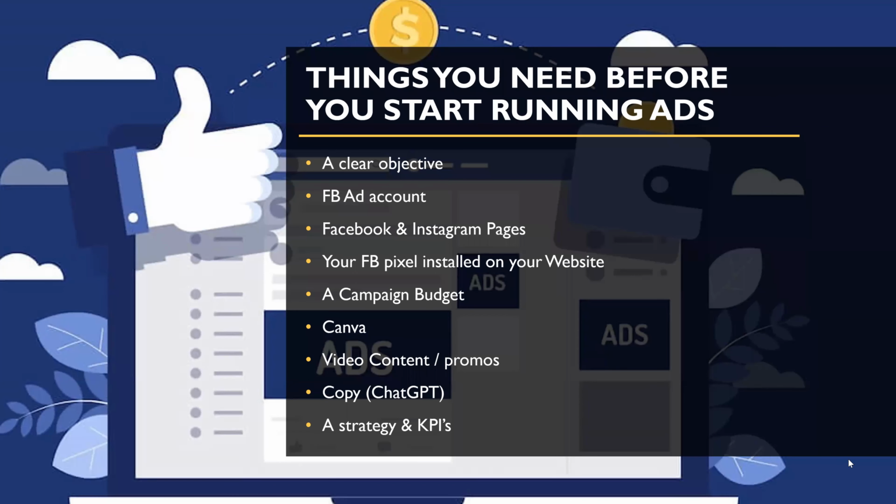The things you need before you start running ads include a very clear objective of what your goal is. Obviously, you need a Facebook ad account. You will need Facebook and Instagram pages. Your Facebook pixel installed on your website. If you want to do remarketing, retargeting, you need to have the Facebook pixel on your website. I will share some information in the group on where to put the Facebook pixel and how to install it on your website, but you should have that on there as a basic.